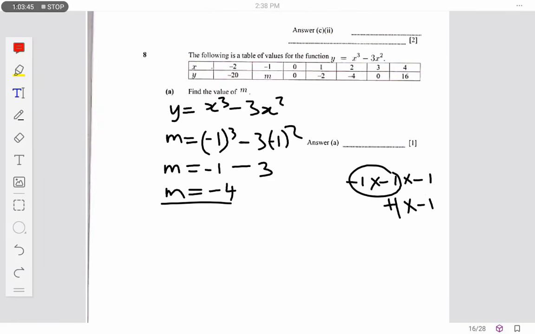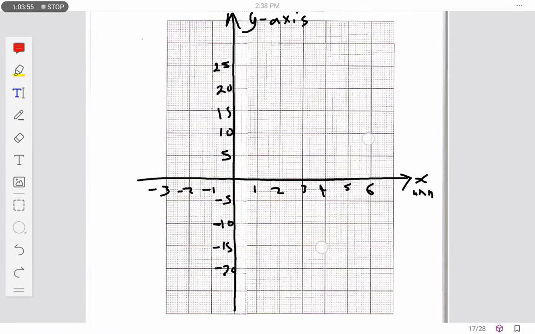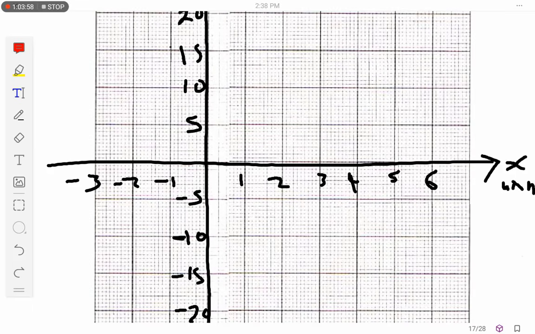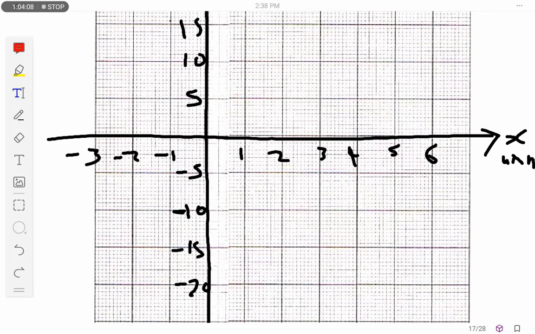Basically when it's cubed like that, you have to go up and down like that. Let's take note of the points, guys. The first point we've got is minus 2 and minus 20, so I have this point here. Then the next one, minus 1 and minus 4, so it's at the center here. Then I've got 0, 0, here.